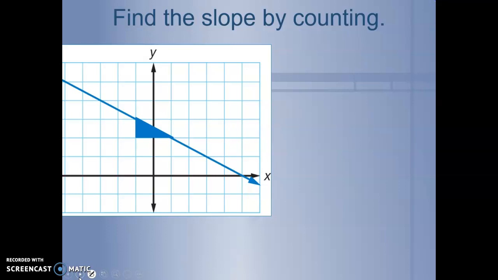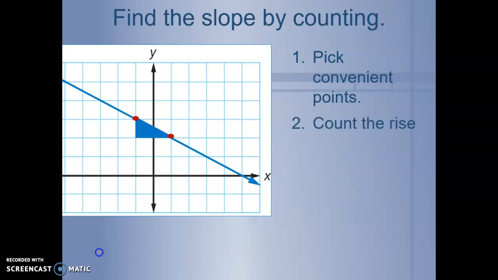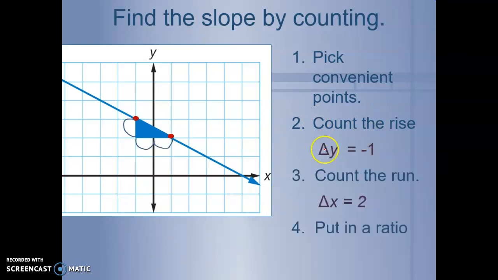How would we find the slope by counting? Well, we would pick convenient points, maybe here and here. We would count the rise. Our rise was 1. We went down 1, so that's a negative 1. And then we would count our run, which is a positive 2. Then we would write it in ratio form, which is negative 1/2. That would be our slope.